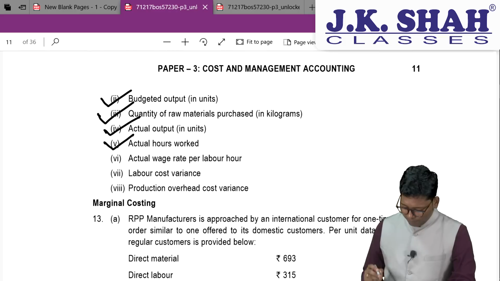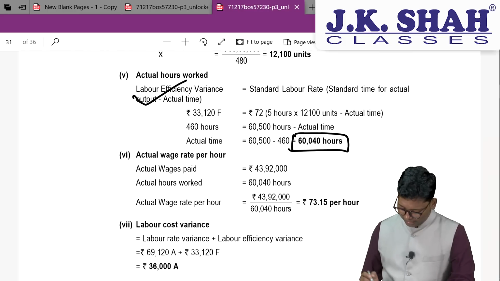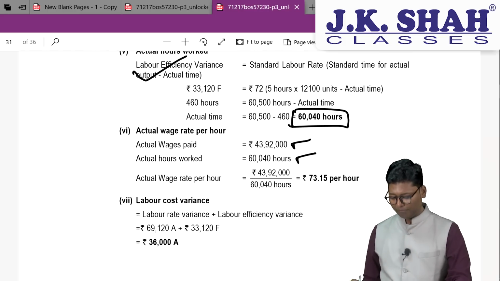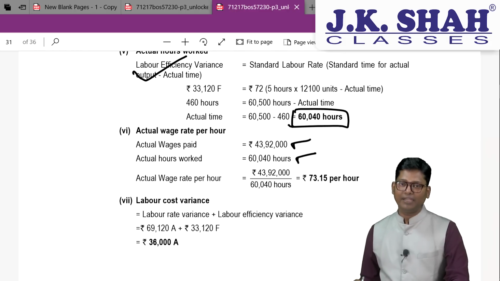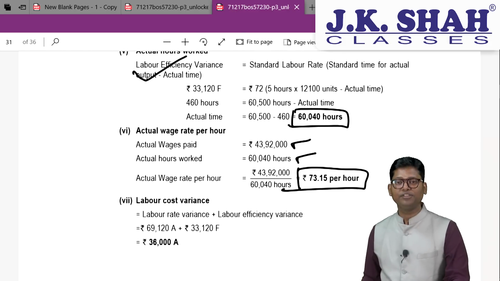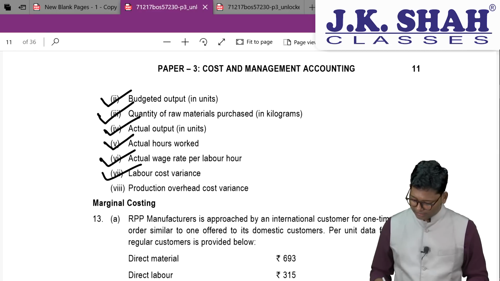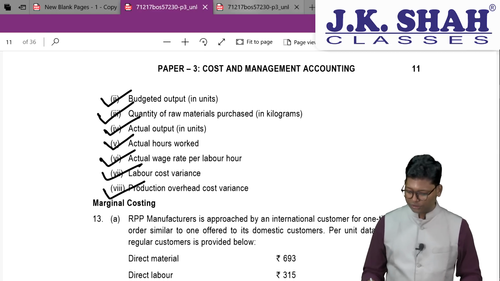Okay. Next point is actual wage rate. Again, for actual wage rate, the total wages paid amount is to be divided by the number of hours. When you divide the amount by the number of hours, you will get the wage rate readily available with you. And finally, the question is asking us to calculate labor cost and production overhead cost.